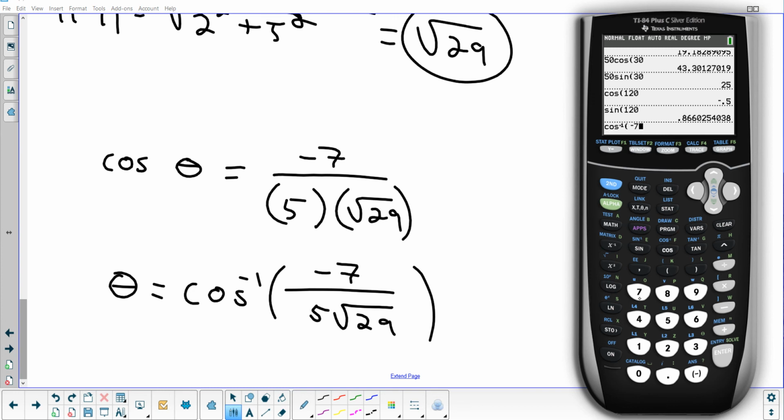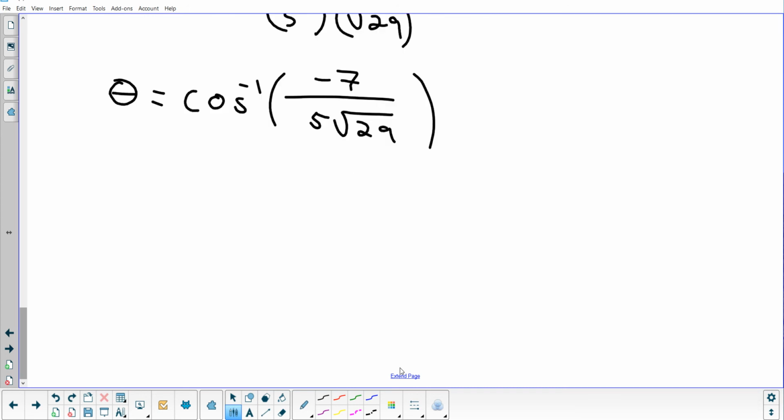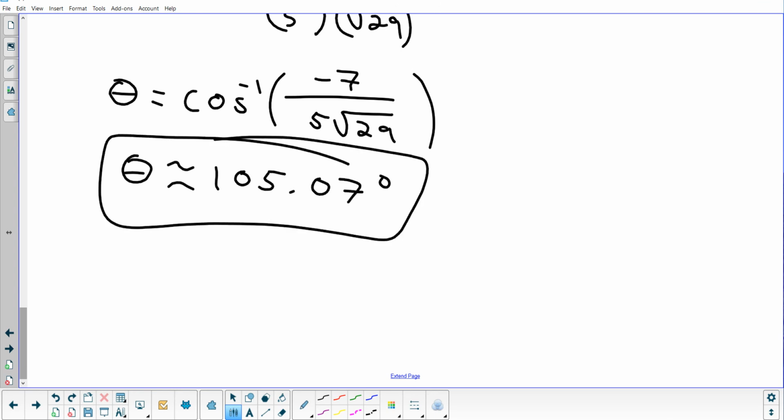Inverse cosine. Make sure when you do your denominator, you open another set of parentheses because you have a calculation and you want it to do that calculation first. A fraction bar is like a grouping symbol. Do the bottom part, do the top part, then divide them, then do the inverse cosine. So 5 square roots of 29. Close your denominator, close your inverse cosine, and you get an angle of 105.07. And that's your angle between the two vectors.